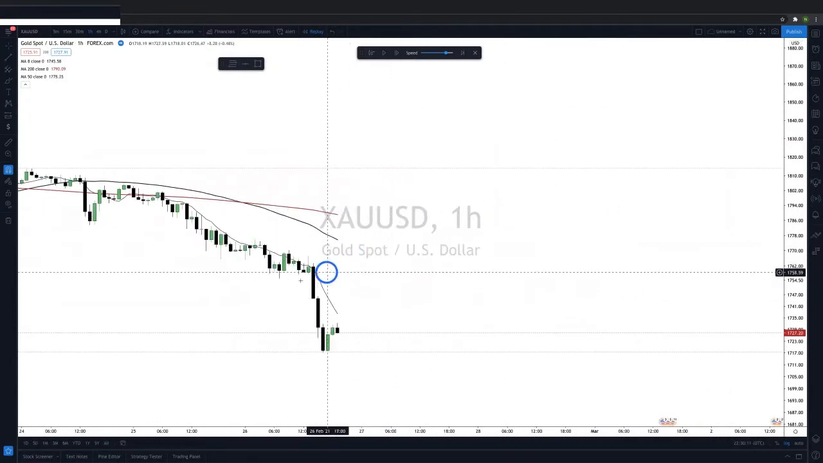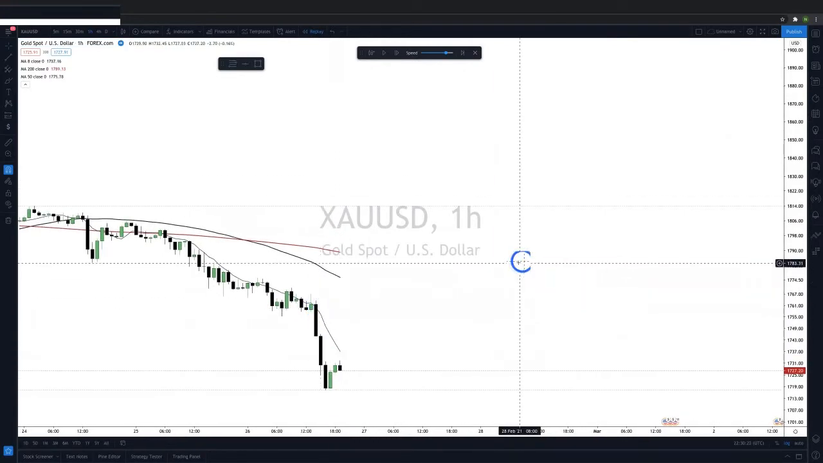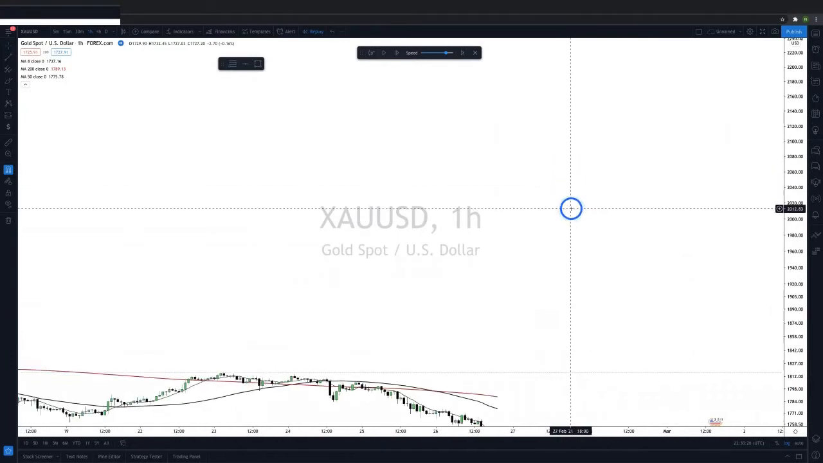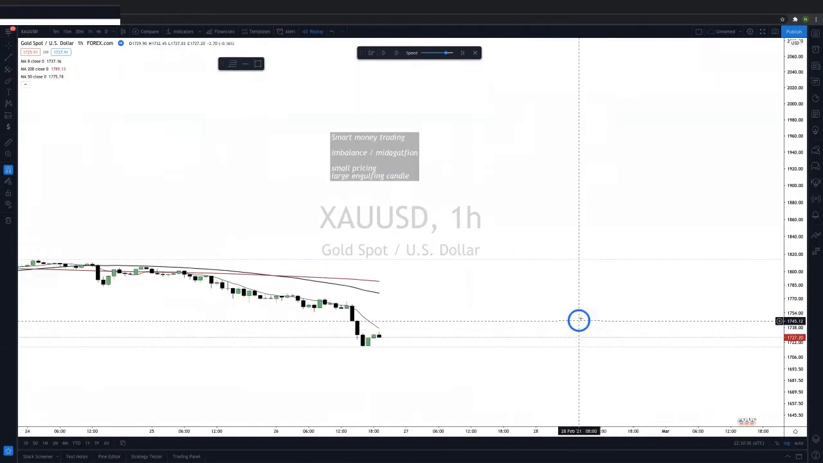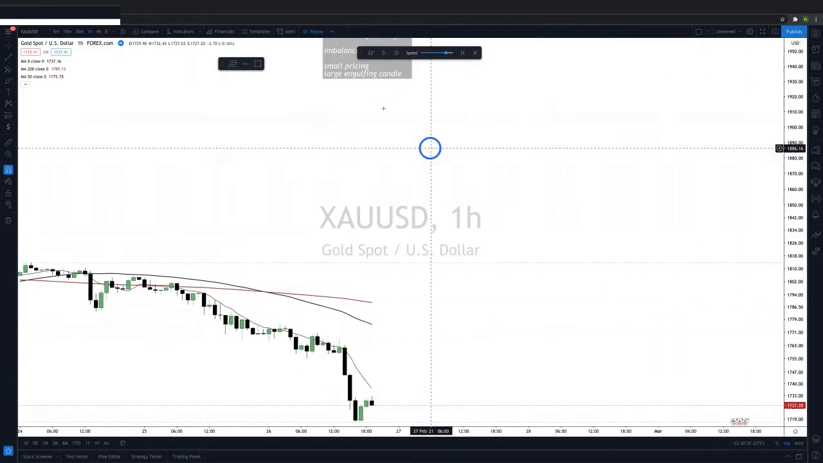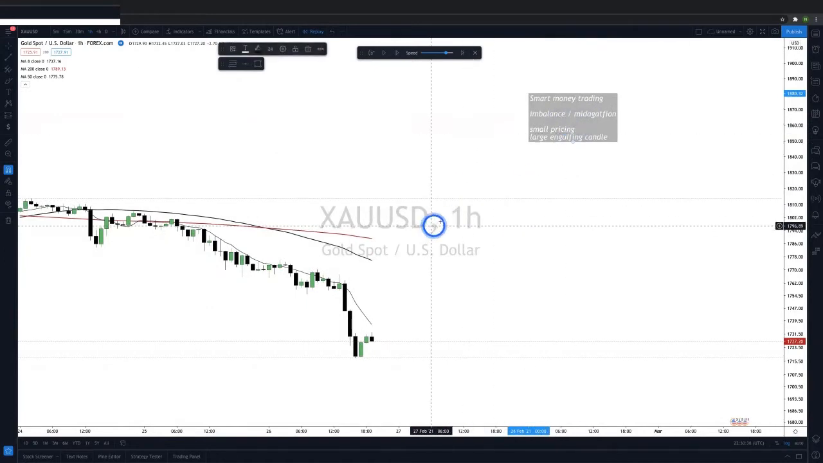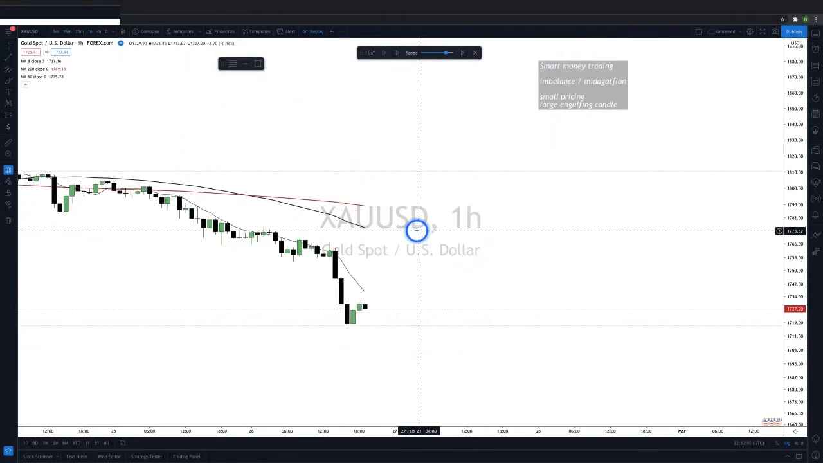Here we have what we call mitigation and imbalance. Like I told y'all before, mitigation and imbalance is smart money. This is where banks look for these particular sell limits, which are your market orders. This is the reason why we do market orders: because it's smart money trading. It's a pending order you put in the market.